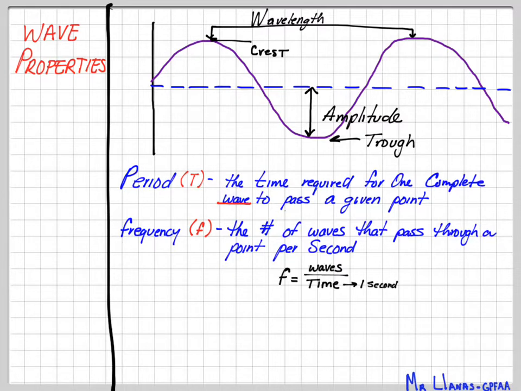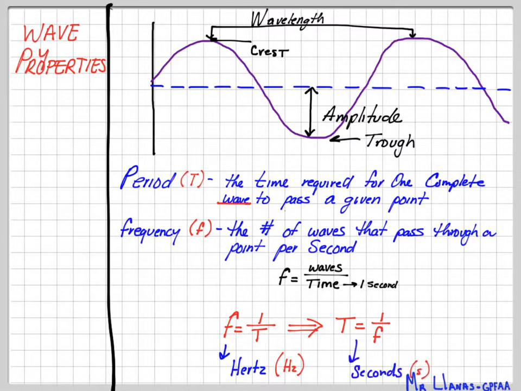Frequency is the number of waves that pass through a specific point every second. And the equations that we use were frequency equals number of waves over time, which is 1 second. Remember that. And then period, we said that it was 1 over the frequency. So period equals 1 over frequency. That's how you can figure it out. So if I give you the period, you should be able to find the frequency. Or if the frequency is given, you should be able to find the period. All right.